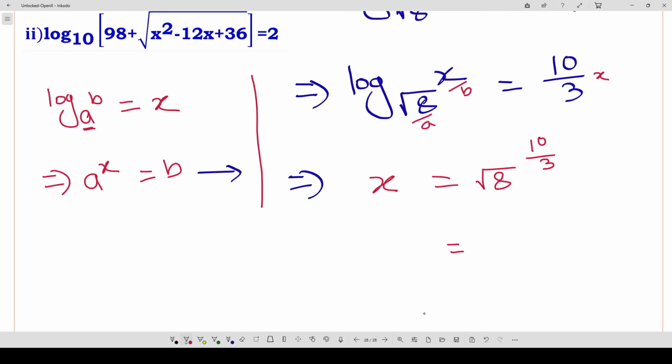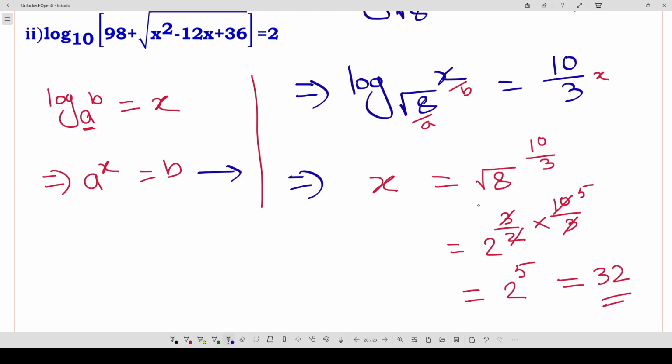Now we can simplify root 8. We can write 2 to the power 3 by 2, and here times 10 divided by 3. So 3 divided by 3 is 1, and 10 divided by 2 is 5. Finally we can write 2 to the power 5. So the result is 32. Very simple.